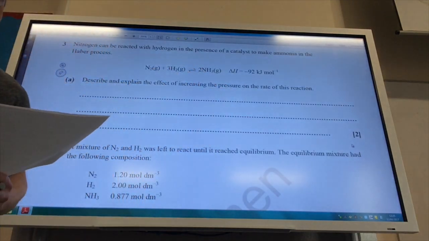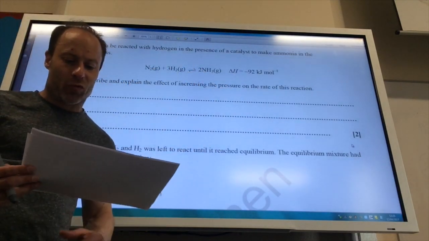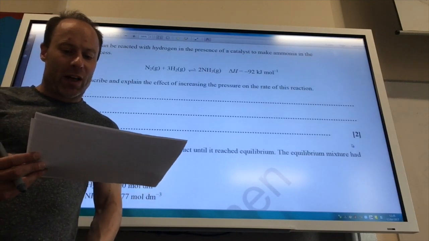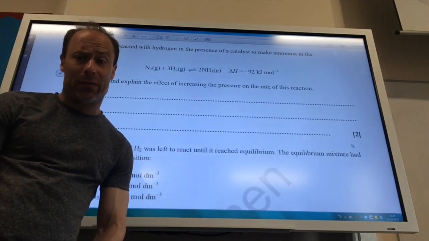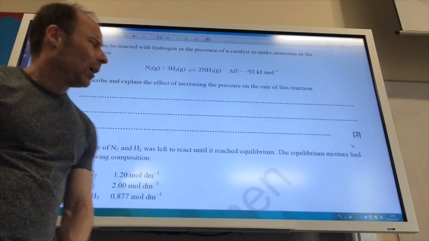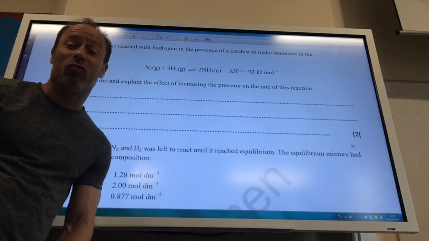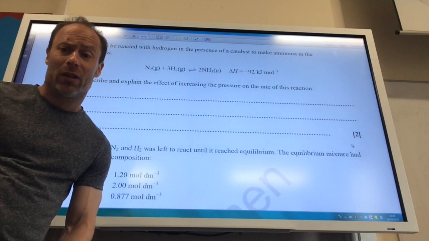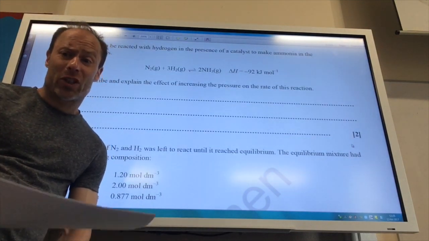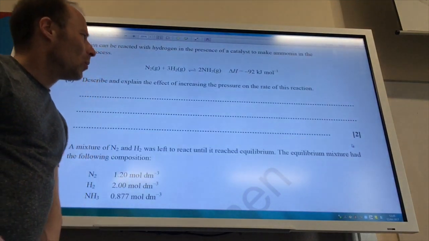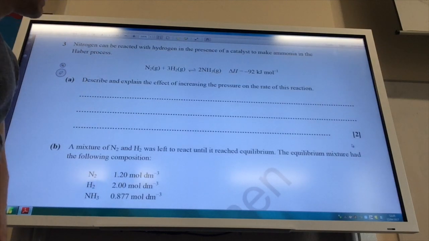Right, so we're moving on to equilibrium rate now. So give me the Haber process, which we all know and love. We've done it umpteen times before. Describe and explain the effect of increasing pressure on the rate of reaction. So you don't need to talk about equilibrium, just on the rate of reaction. Well, what is the effect on the rate of reaction?